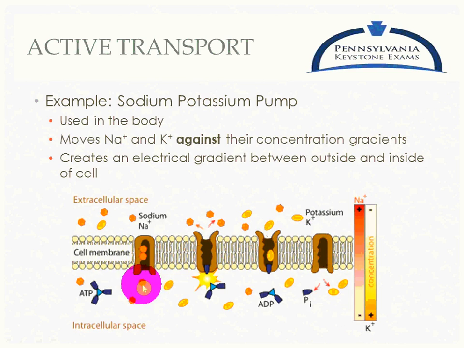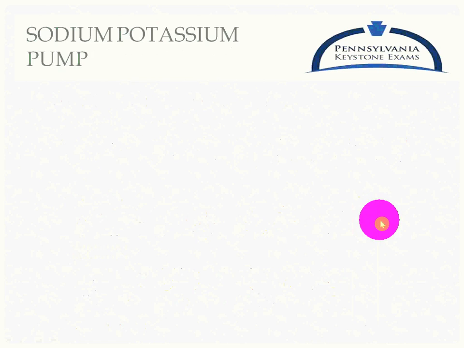So my sodium is actually going to be going from this side to that side, and my potassium is going from that side to this side, and it creates a sort of concentration gradient and an electrical charge gradient, which is really important for cells to function. To help illustrate this better, there's an animation on McGraw-Hill that I'm going to show, and it does a great job of explaining exactly step by step what's happening with the sodium-potassium pump.